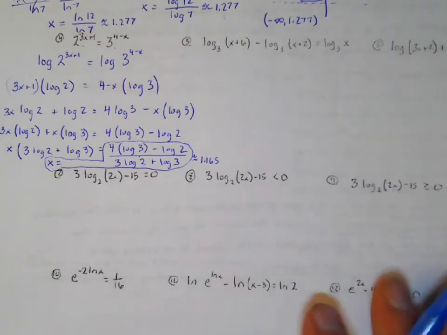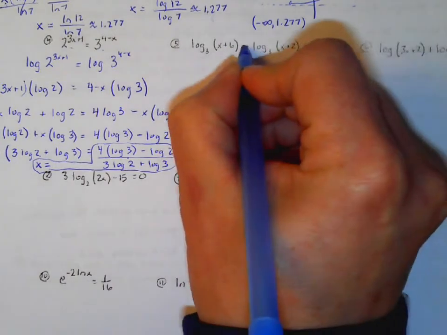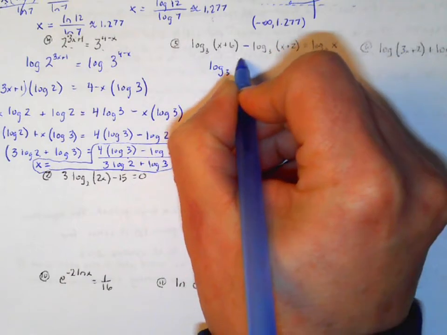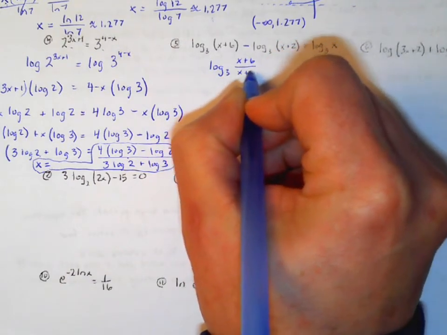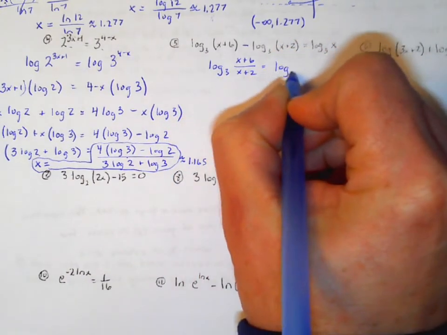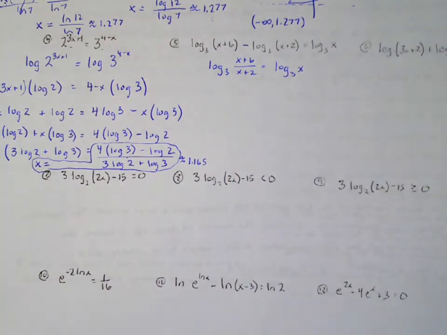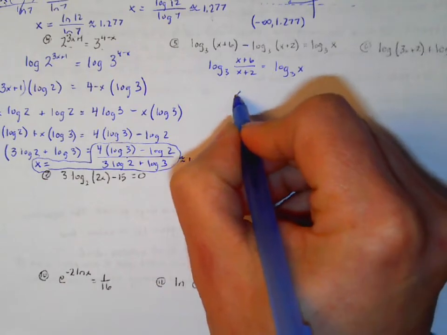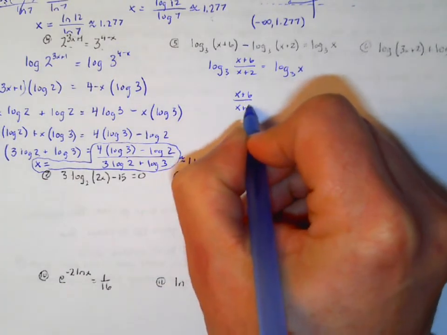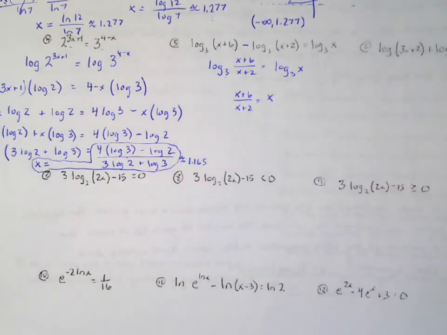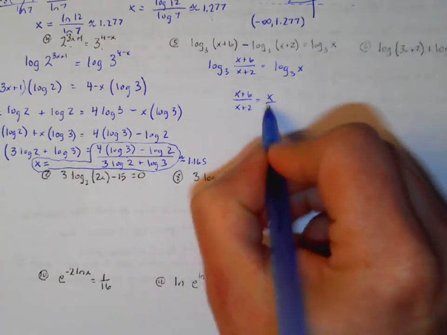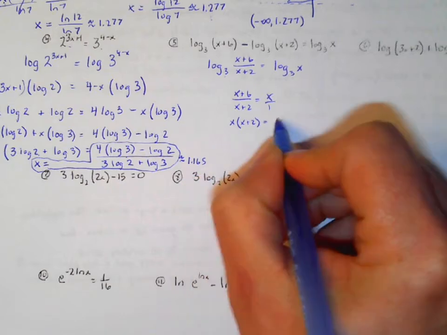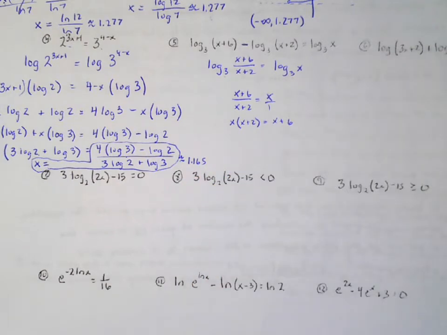Okay, number 5. I'm going to use the quotient rule here, subtraction. So this is going to be log base 3 of x plus 6 divided by x plus 2. We had a property that if they're the same bases, we can set these equal to each other. So I know that this has to equal x. If we cross multiply, x times x plus 2 has to equal 1 times x plus 6.